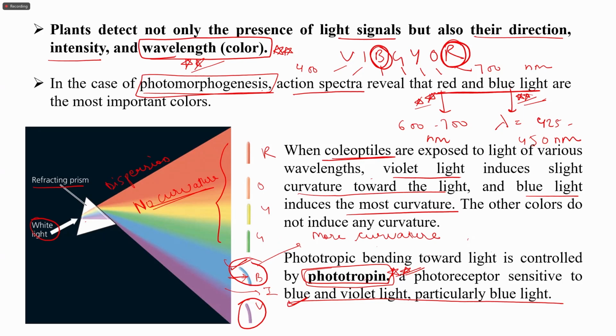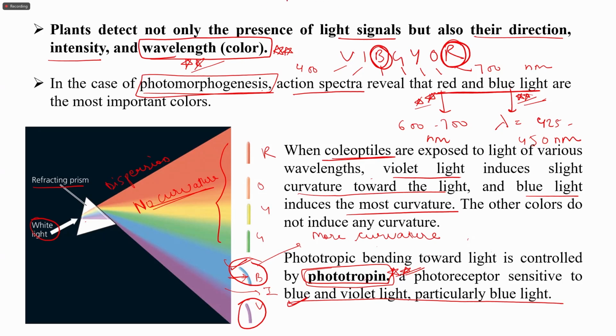So this example shows that not only the presence of light, but the intensity, wavelength, and direction of the light are also important. The wavelengths differ from each other, like the wavelength of green is different from that of blue. Therefore, the effect is different based on the receptor pigment.